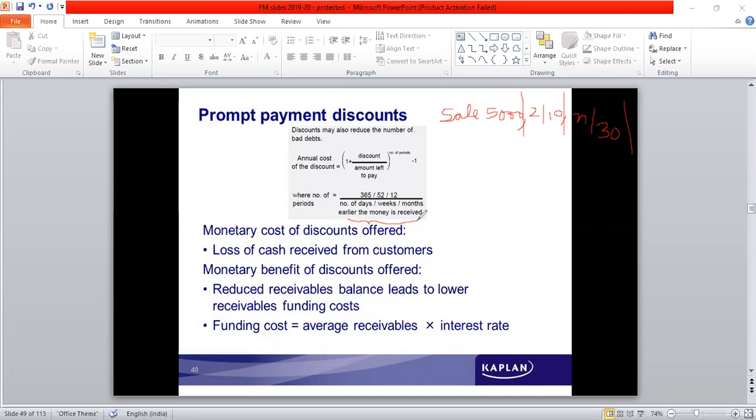So the monetary cost of discount offered is loss of cash received from customers. Monetary benefit of discount offered is reduced receivables balance, which leads to lower receivables funding costs. Funding cost is average receivables into interest rate. This is the cost which they would be paying to the external entities. But giving the discount is also a cost for them. That cost may be better than the cost they are paying to the people from whom they have borrowed the money. This is the formula which we would be learning.